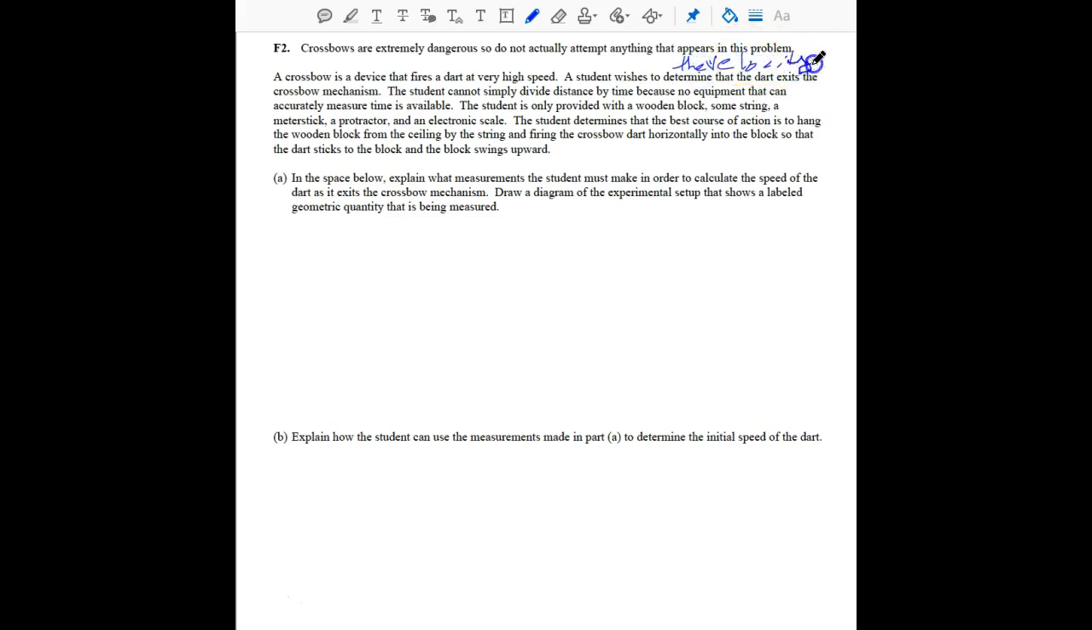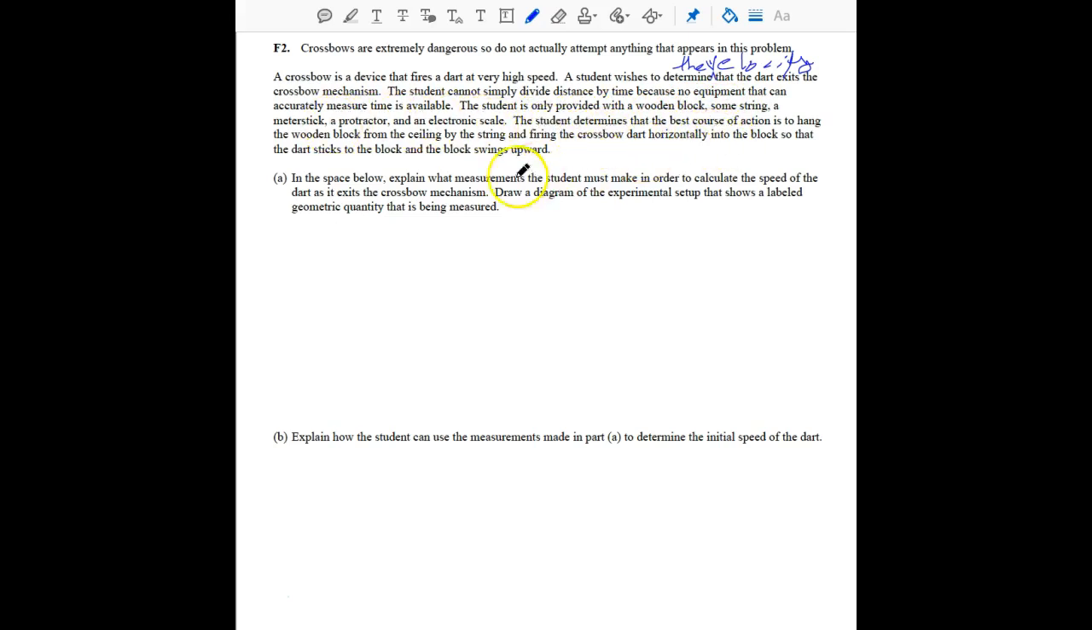They forgot that on this one. Oops. Oh well, we've added it now, so we're set. So they want to determine the velocity the dart exits. The student can't simply divide the distance by time because there's no way to do that. There's no equipment there. So you've got a wooden block, some string, a meter stick, a protractor, and a scale.